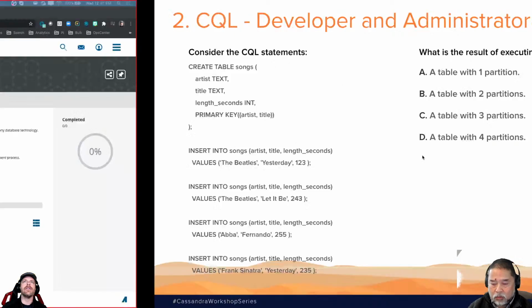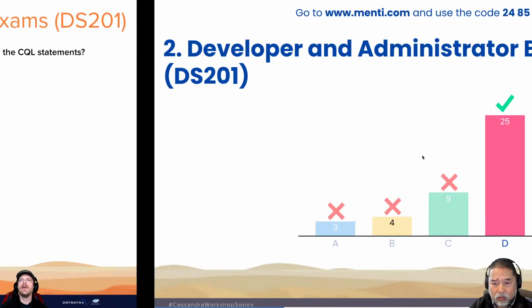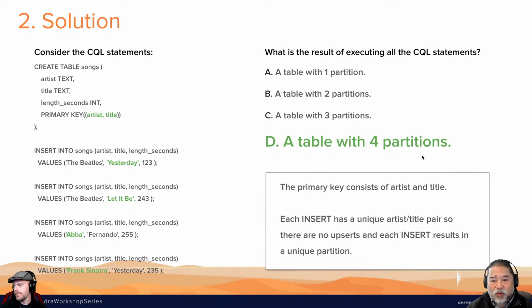All right, looks like the answers are in. Let's take a look. The correct answer was in fact D. Looks like the majority of you got that. Wonderful. And let's take a look at why. So once again, we're going to look at the primary key here. And you'll notice that the artist and title columns are in the inner set of parentheses. That makes those two columns the partition key.